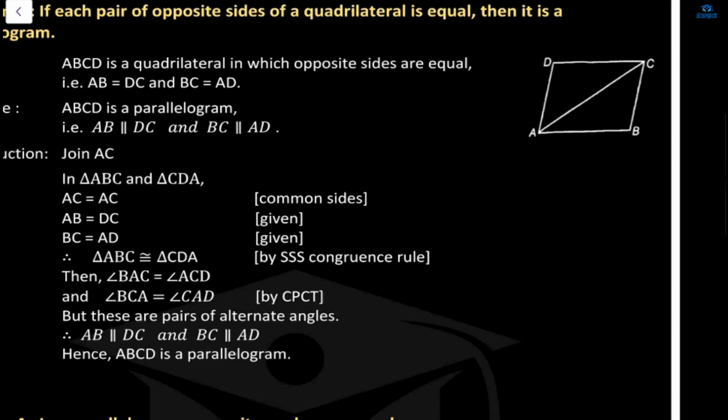Ma'am, we just prove that the triangles are congruent, and then by CPCT we will be able to prove that the alternate angles are equal. Yes. So what do you have to do? You have to prove that triangle ABC is congruent to CDA. It means the downward triangle, you have to pick it up and flip it, and then keep it above that.